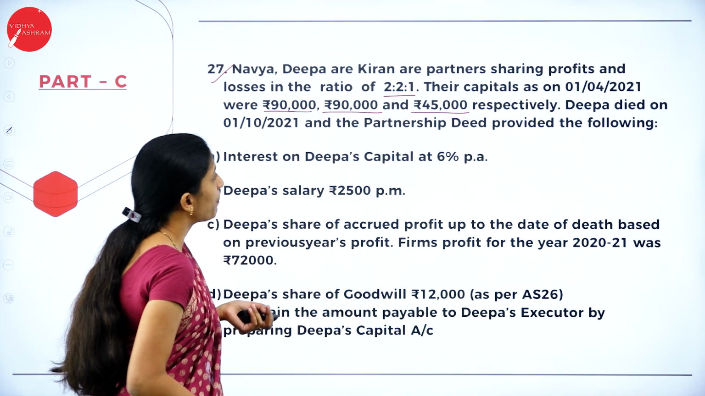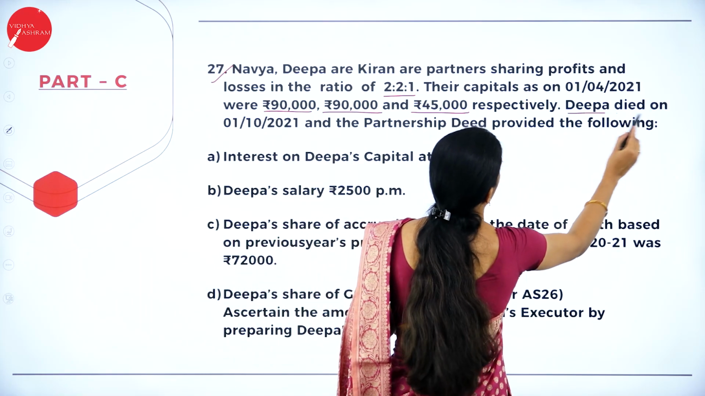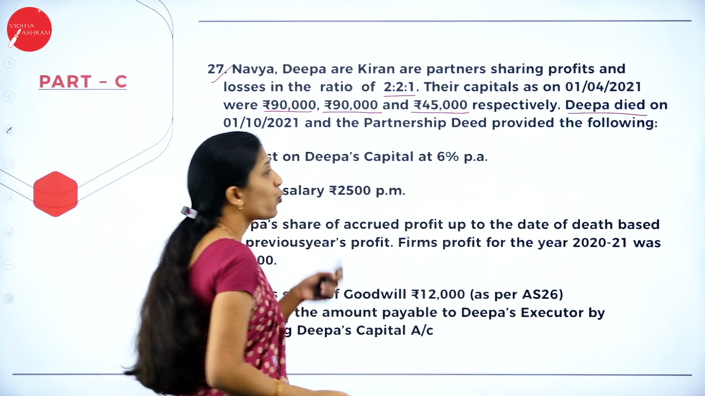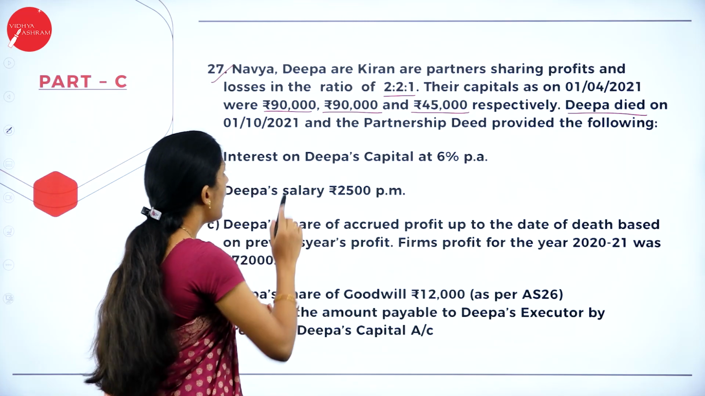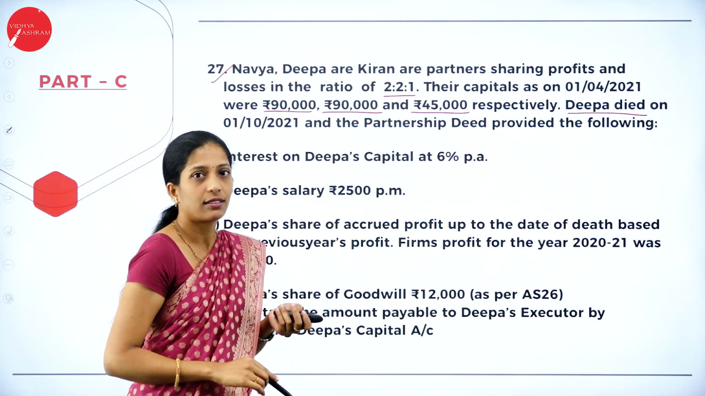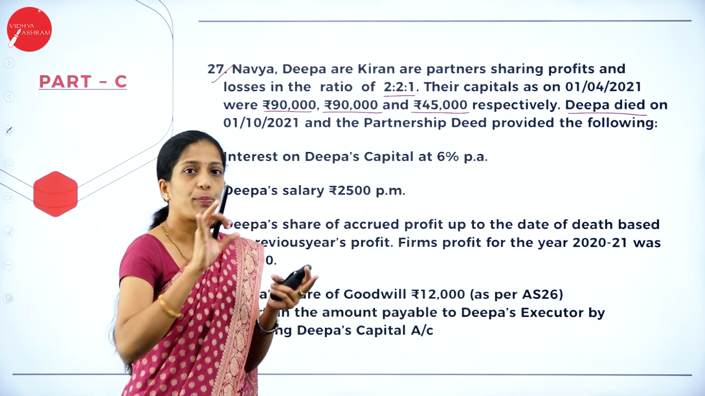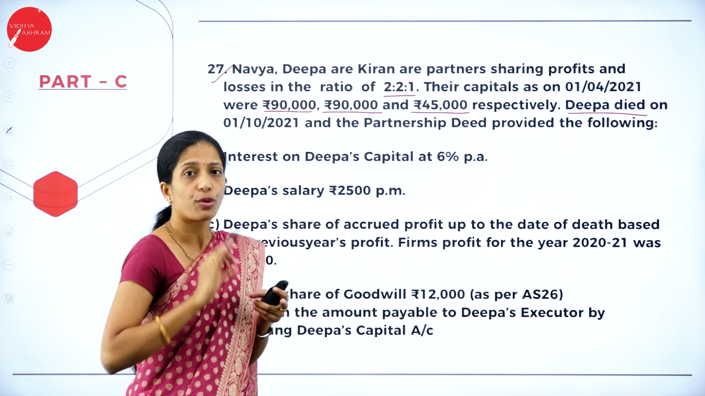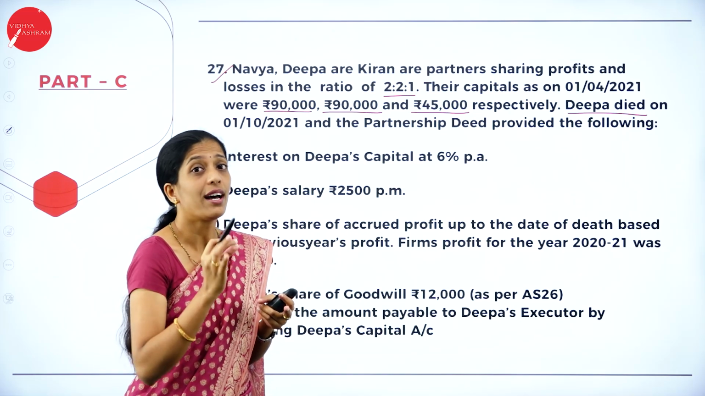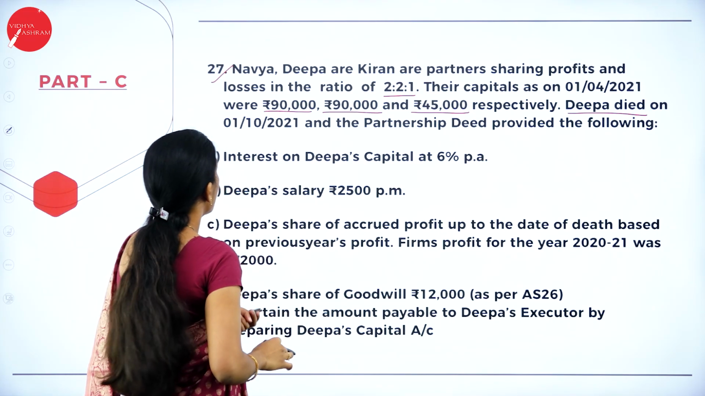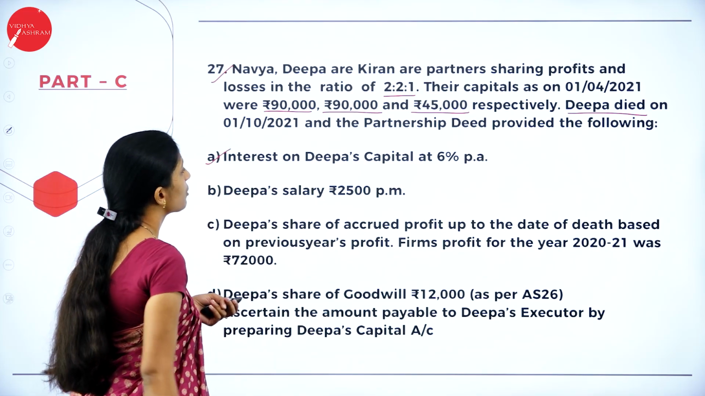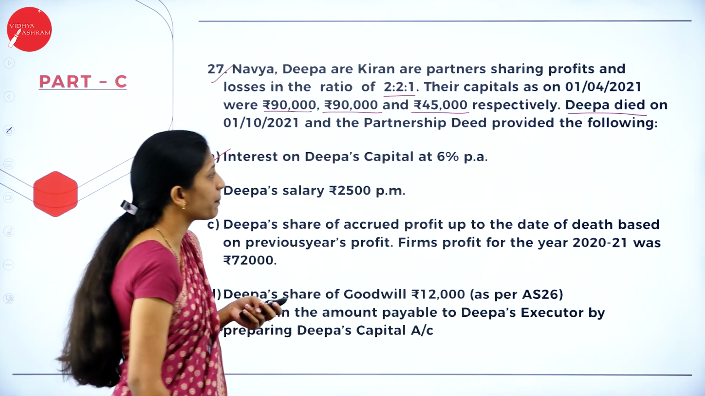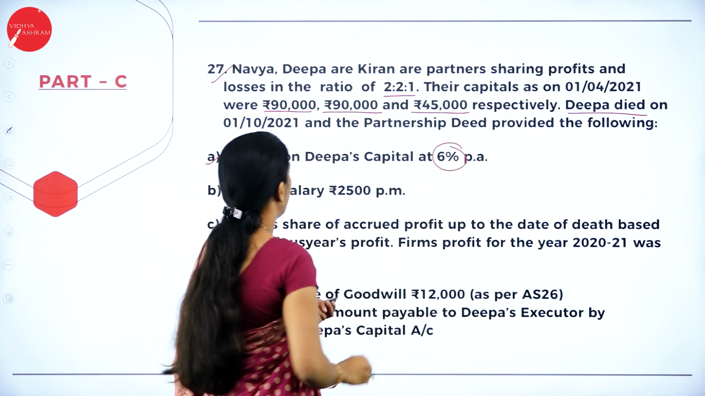Now who died from the partnership firm? Deepa died on 1/10/2021 and the partnership deed provided the following. So we have to prepare partner's capital account and we shall know what is the amount to be paid to her executor. Okay. So first we have to take down interest on Deepa's capital at 6% per annum. So we need to calculate this.